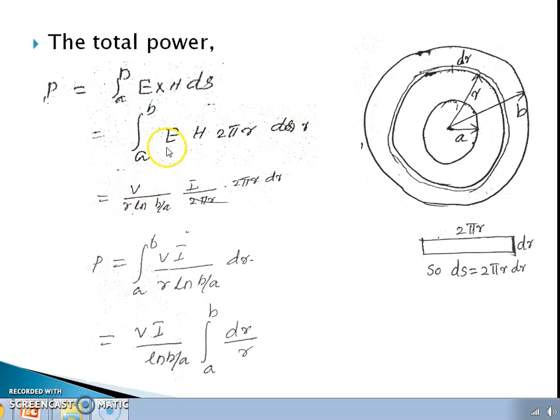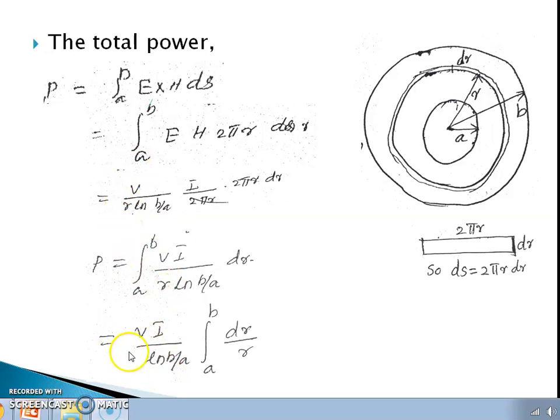So we know the value for E and the value for H. Substitute those values. Then we get V by R ln B by A, which is the value for E, and H is equal to I by 2 pi R, and here also 2 pi R into dr. Then this 2 pi R and 2 pi R get cancelled. Then we get the value for power is equal to integral a to b Vi by r ln b by a dr. Here also one integral is there, integral a to b.